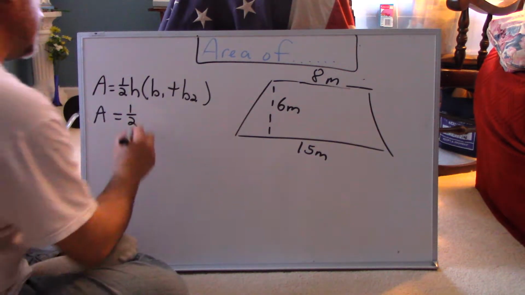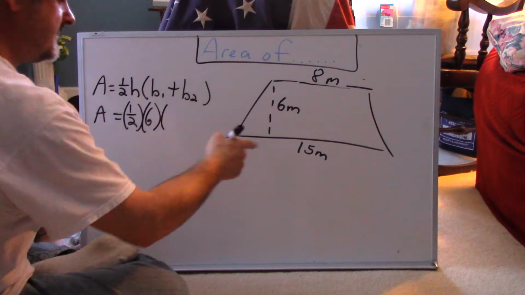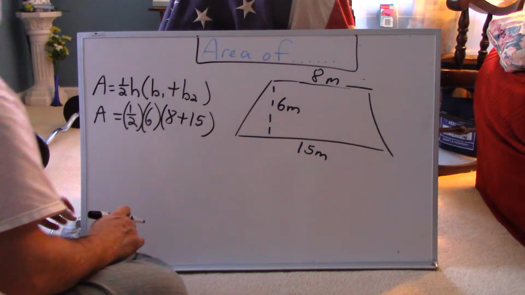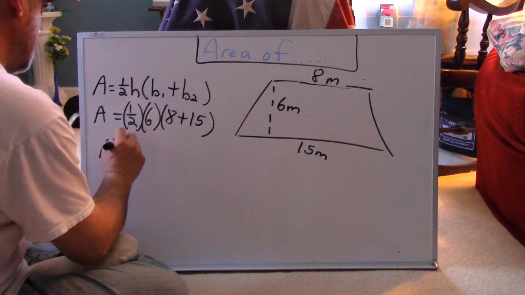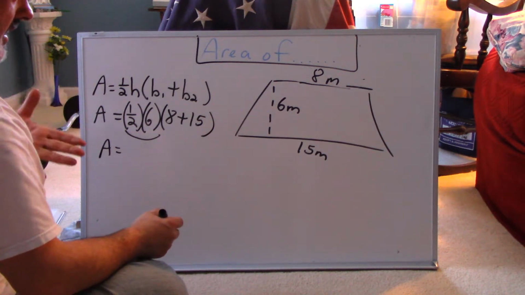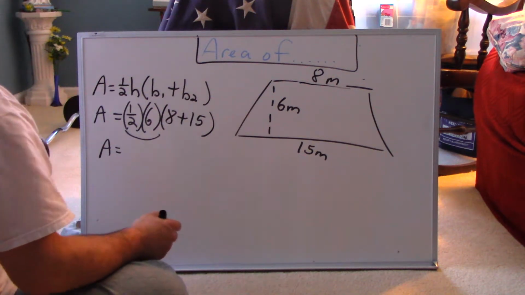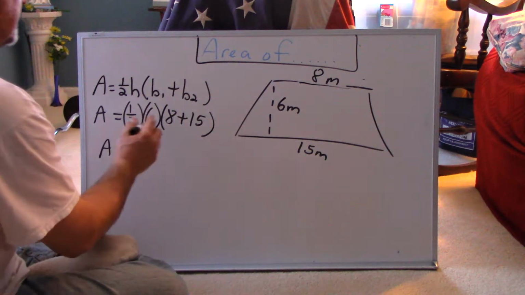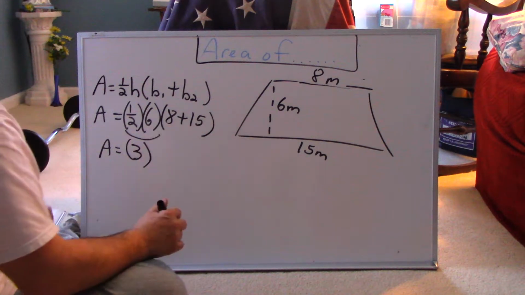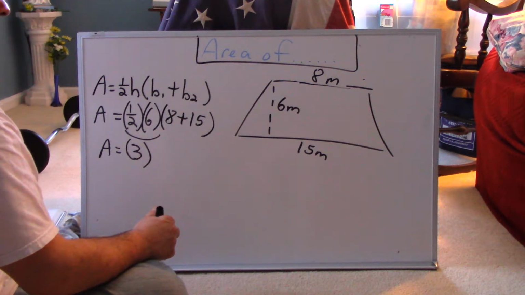1/2 the height. Well, the height is 6. So 1/2 times 6 times base 1 plus base 2. Okay, so let's do it in steps. Let's do this first. 1/2 times anything means cut it in half. Whenever you multiply anything by a half, you cut it in half. Just do it in your head. What's half of 6? 3. Very simple. What's 8 plus 15? 23.